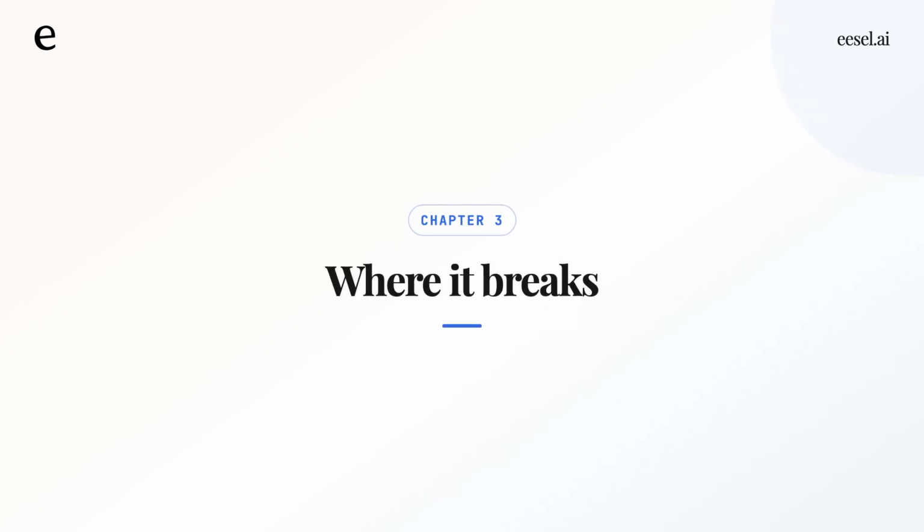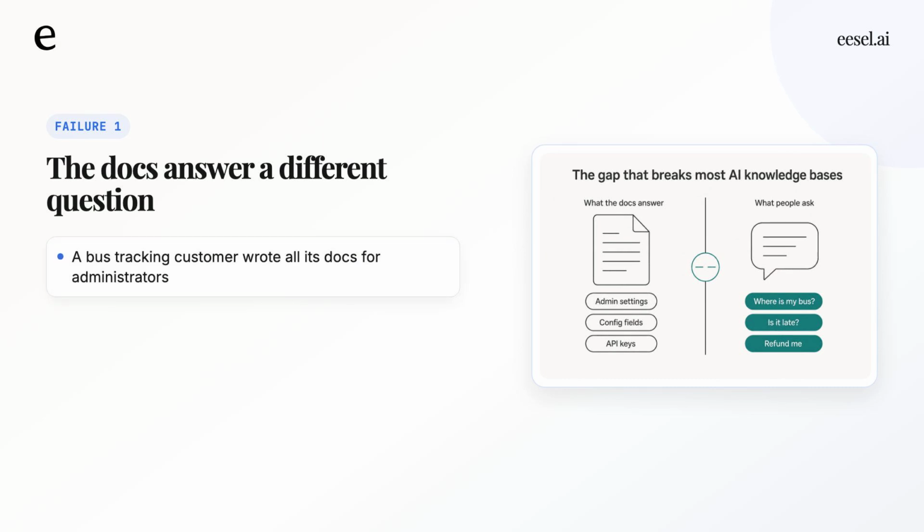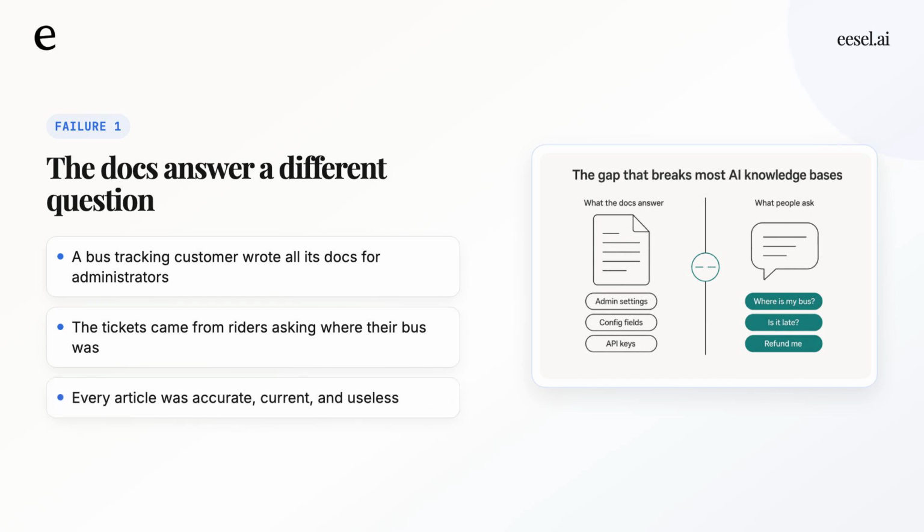Almost every failure here is a content problem, not a model problem. Failure 1, and almost nobody screens for it. A customer of ours ran a bus tracking service. Their docs were written for the administrators who configured the system. The tickets came from riders asking where their bus was. Every article was accurate, current, well-written, and useless for the questions people asked.